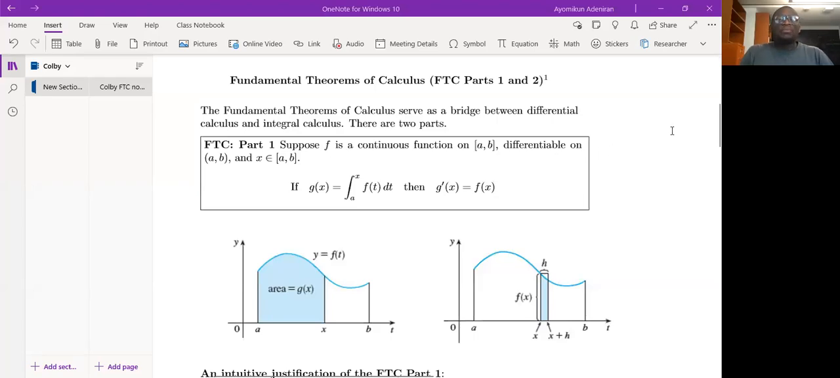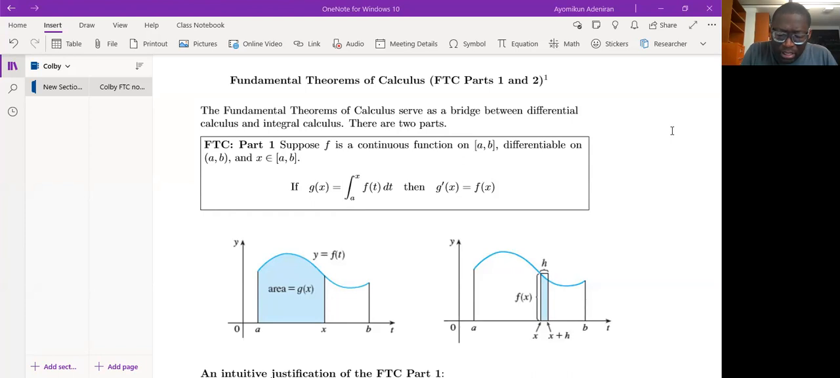Hello, everyone. Welcome to today's class, where we'll be looking at the Fundamental Theorems of Calculus, FTC Parts 1 and 2. The Fundamental Theorems of Calculus serve as a bridge in general between differential calculus and integral calculus.